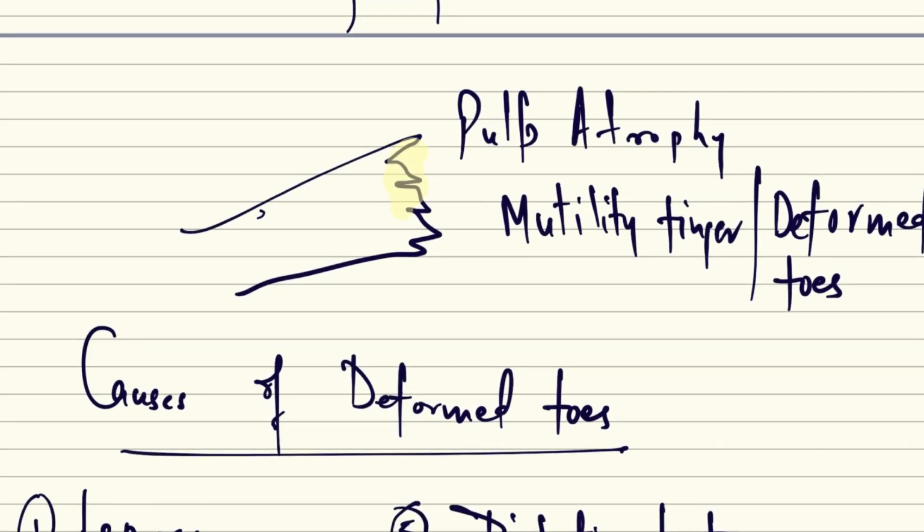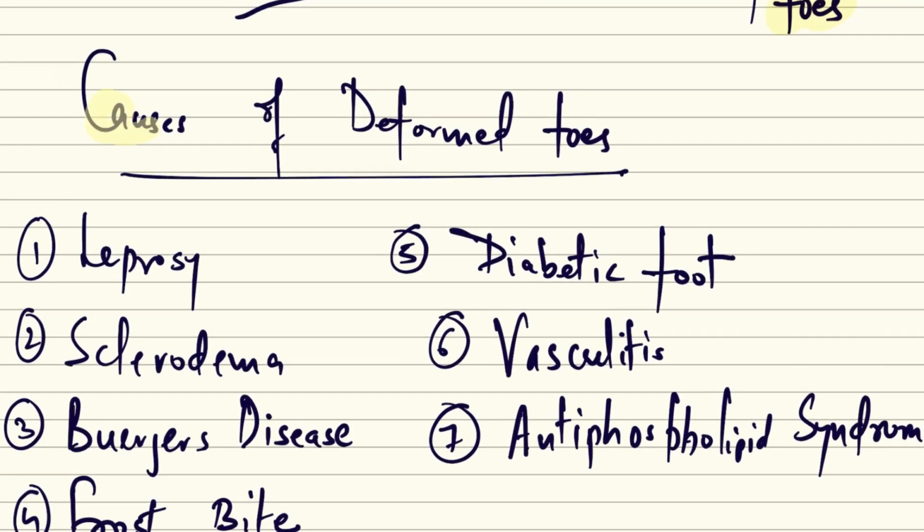And even the pulp of the tip of the fingers undergoes atrophy. There you will find pulp atrophy, and the fingers become mutilated and deformed, and you will find deformed toes. Here I want to tell you the other causes of deformed toes. The other conditions include leprosy, scleroderma we know, even Buerger's disease, frostbite, diabetic foot, vasculitis, and antiphospholipid syndrome; these cause deformed toes and fingers also.